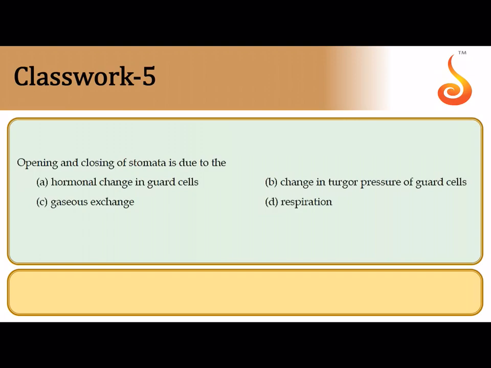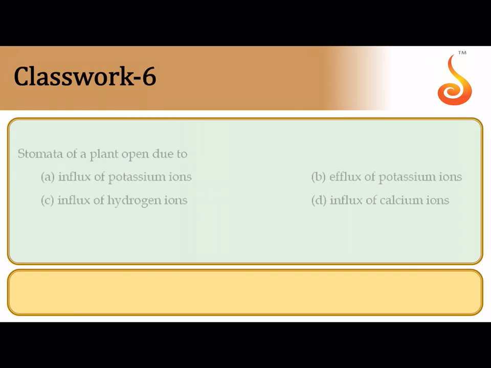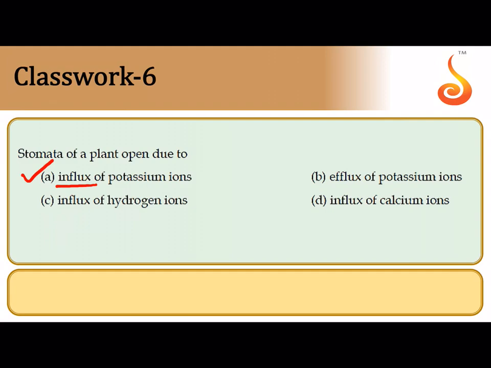Opening and closing of stomata is due to change in the turgor pressure of the guard cells. I hope you know that when the guard cells become flaccid, the stoma closes. When the guard cells become turgid, the stoma opens. Stomata of the plant open due to, according to one of the theories, the K plus H plus, the potassium pump theory. They say that due to the influx of potassium ions, there is endosmosis, that is, potassium moves in and water follows, and when water enters, the guard cells become turgid, and that is what leads to the opening up of the stomata.